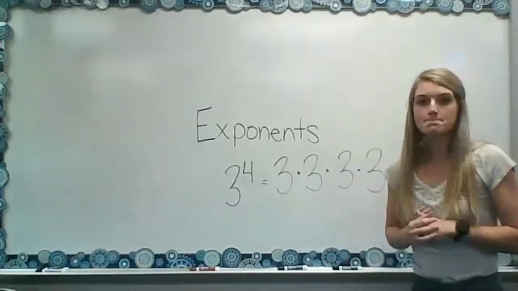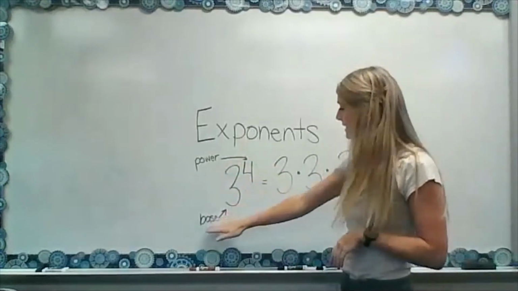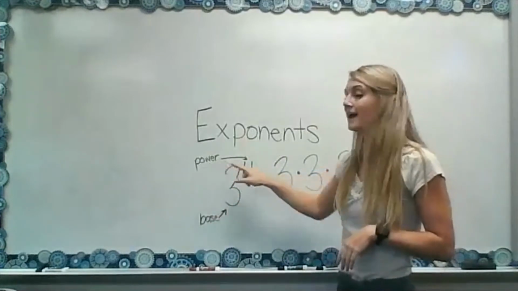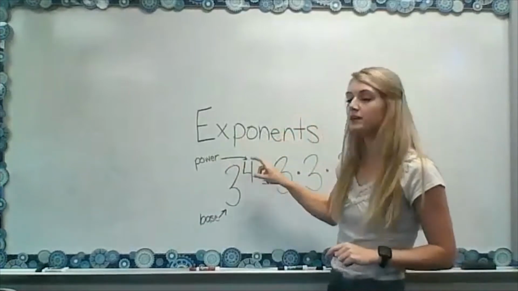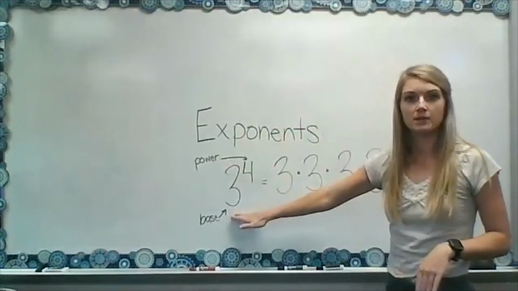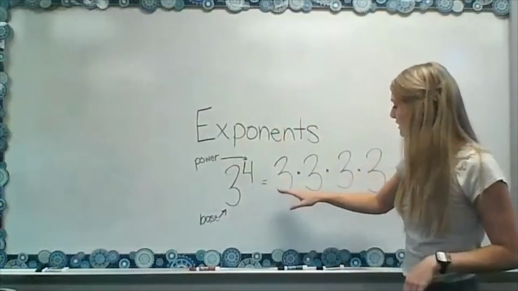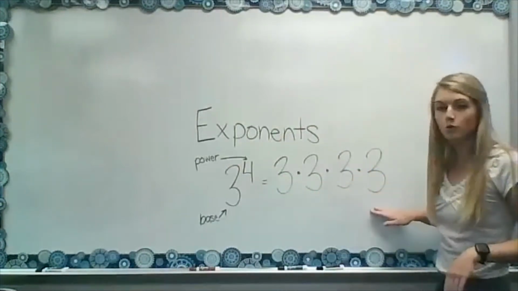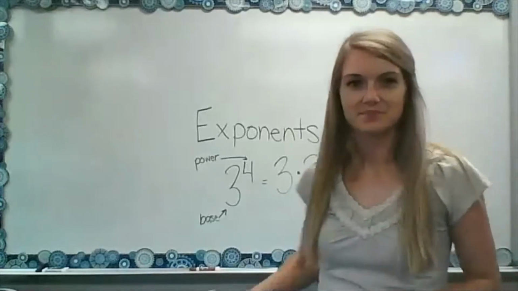So, 2 vocab words for you. In an exponent, we have a base, which is the big number, and then a power, and that's the smaller number up top. The smaller number up here tells you how many times you have to multiply the base number. So we know we're multiplying 3, and we're multiplying 3, 1, 2, 3, 4 times. Okay? All right.